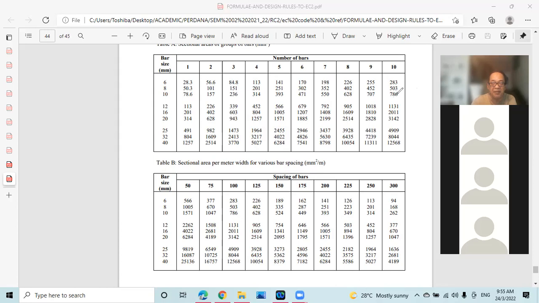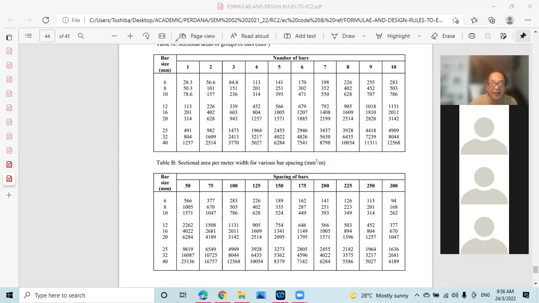Although in the table the maximum is only about 10 numbers, we can always evaluate any value greater than 10. For this one too, we can evaluate the value of the millimeter squared per meter for more than 300 spacing, it can still be calculated. Alright.